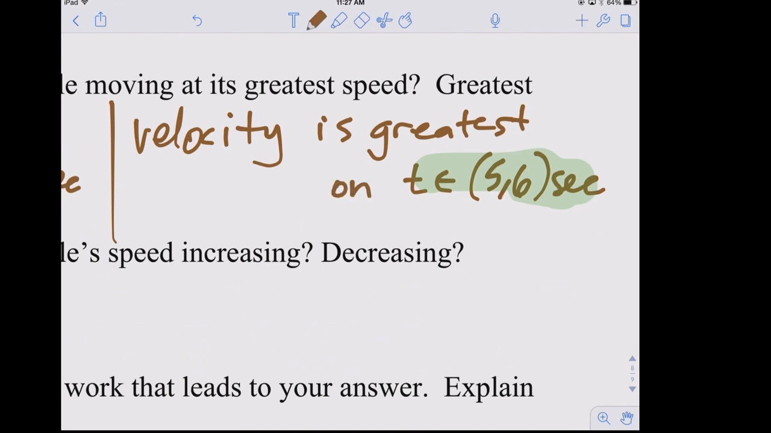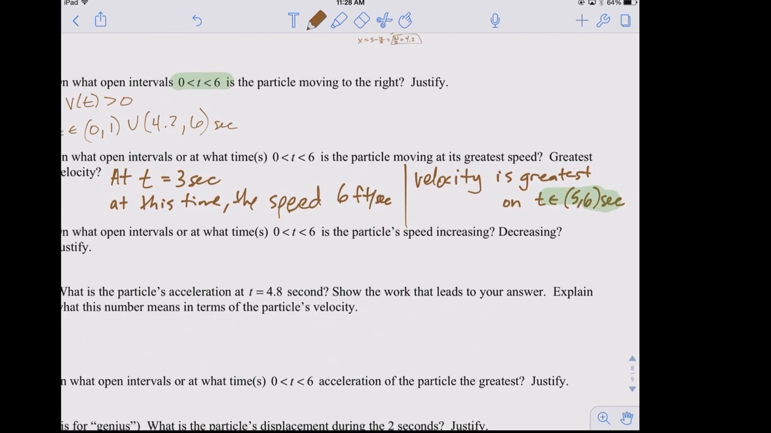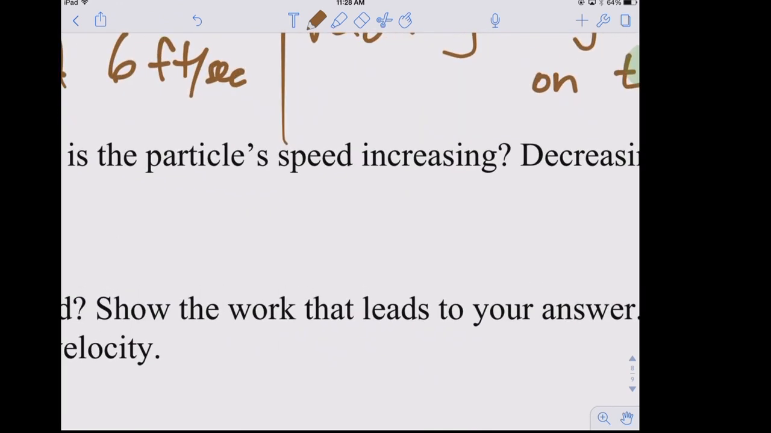So whenever you are given an interval, whether it's at the top of the question in the stem or it's in the individual part of the question, make sure you take special note of that because it's for a reason that they're telling you. All right, let's keep going. On what open intervals is the particle speed increasing? All right, this is fun.